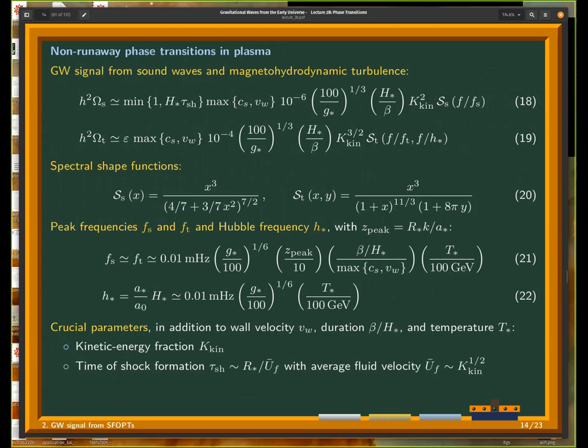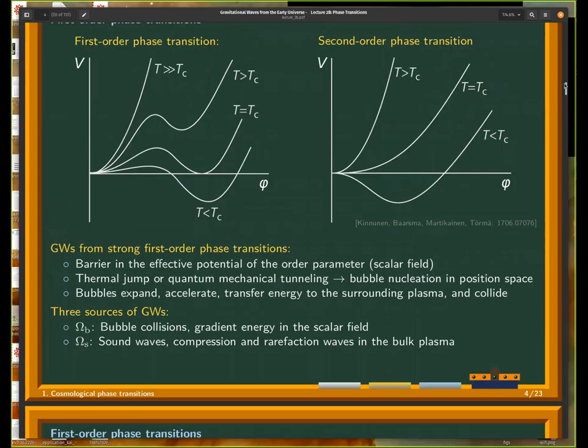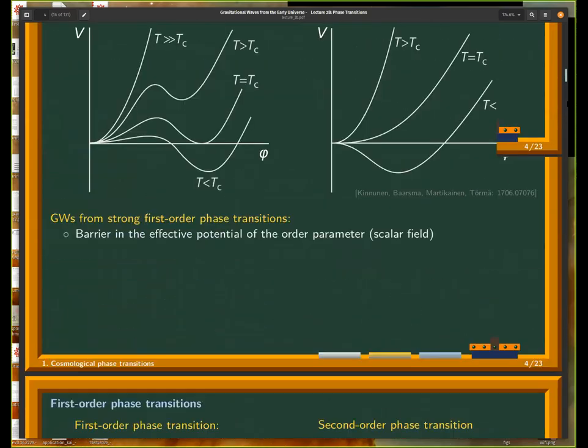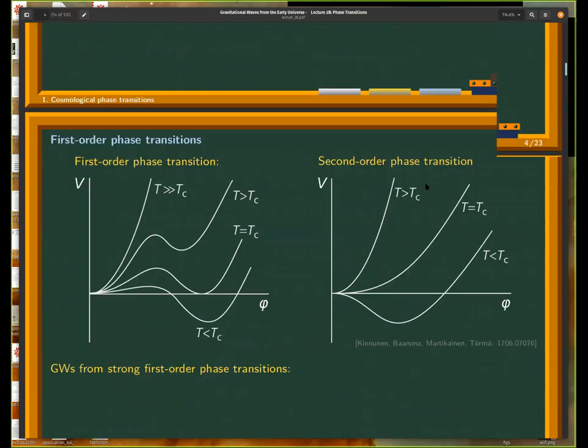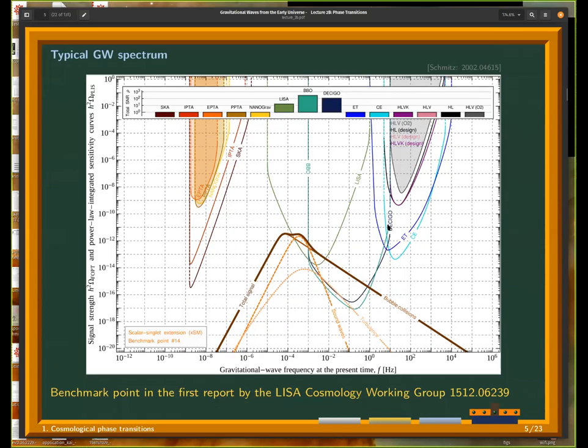Of course, yeah. I mean, let's see. Let's go to a plot of the spectrum at the very beginning. Let me try to find this. Where is it? Here. Okay. This is just one possibility.